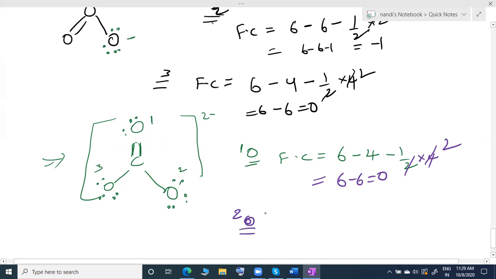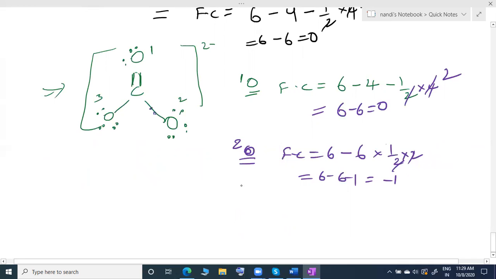I'm calculating here. Formal charge is 6 minus, so 6 non-bonding electrons. Here each bond is 2 electrons. You can write it as 1 by 2 into 2 electrons. So this is 1. We'll get 6 minus 1, that is nothing but minus 1. So these oxygens, 2 and 3, contain the negative sign.